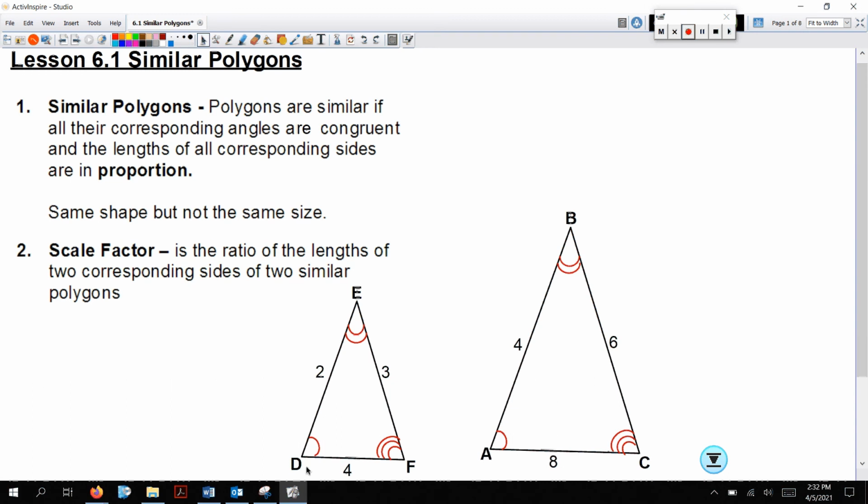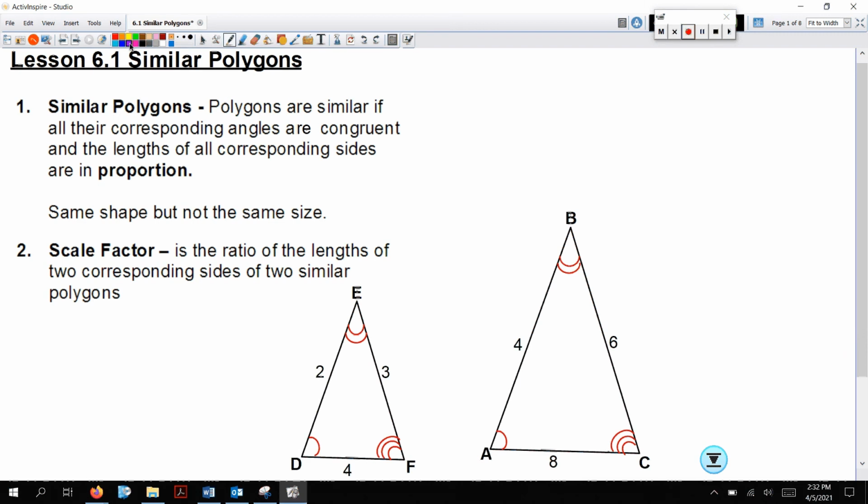So first, let's look at these two triangles. I have triangle DEF and ABC. First, I want to just point out all the angles: A is congruent to D, B is congruent to E, and C is congruent to F. So the angles are congruent, so now we can go ahead and make sure that all the sides are in proportion.